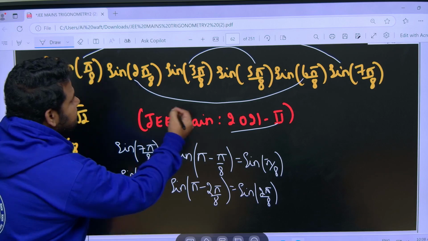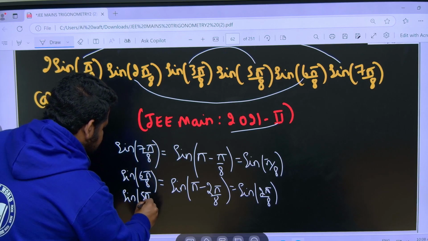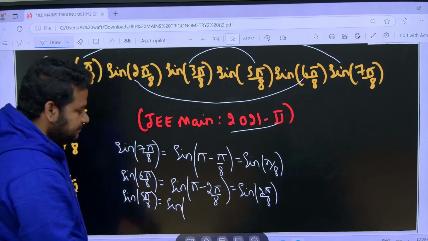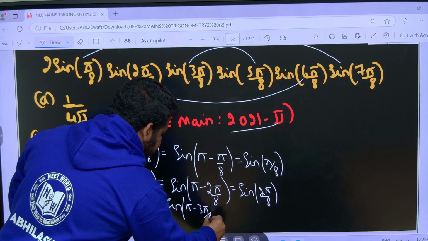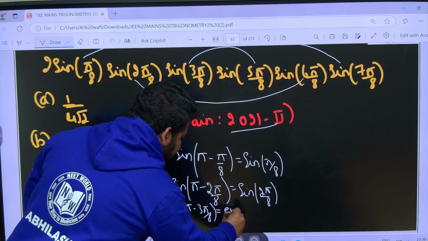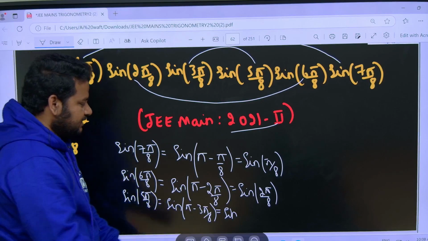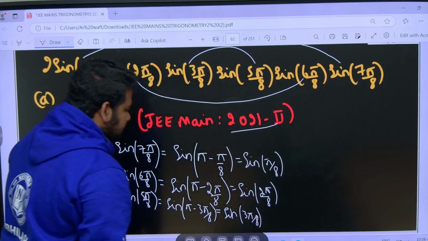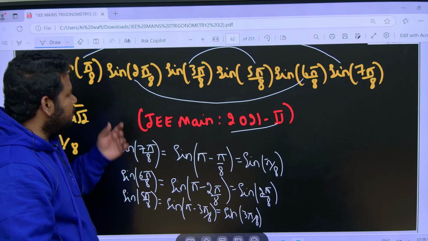Okay. So sin 5 pi by 8 can be written as sin of pi minus 3 pi by 8. So this will be equal to, this is sin 180 minus theta, sin pi minus theta is sin theta. So this will be sin 3 pi by 8. Okay. This one you have to know. Based on this we are going to solve this question.